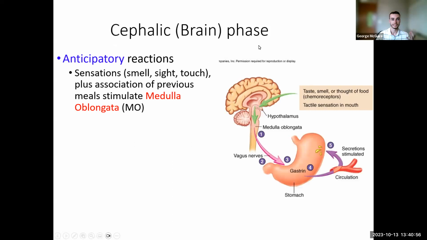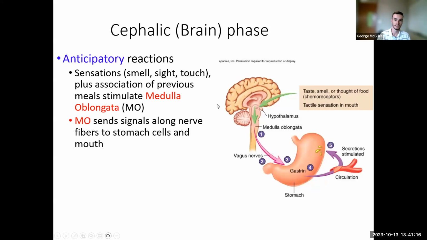So these are anticipatory reactions or preparations. Those sensations that I was just talking about, smell, sight, touch, taste, produce signals that can stimulate our memory, which will also help reinforce those signals that are recognized by the medulla oblongata. So it's another part of our brainstem here.